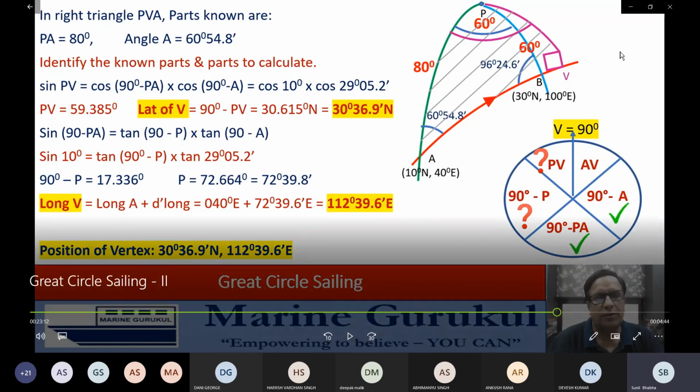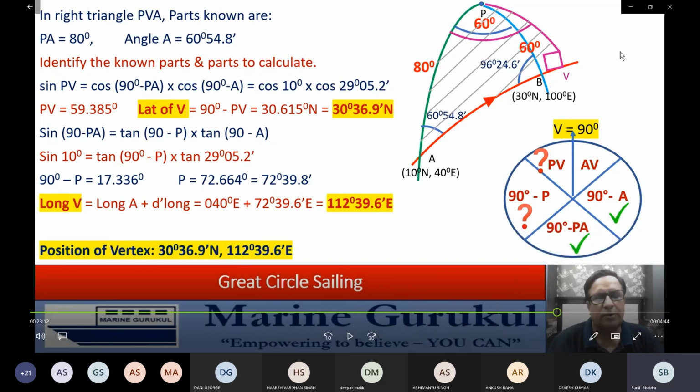So now what we are going to do is, once we find out the position of the vertex, latitude, longitude is calculated, how do we find out the intermediate positions on the great circle track?